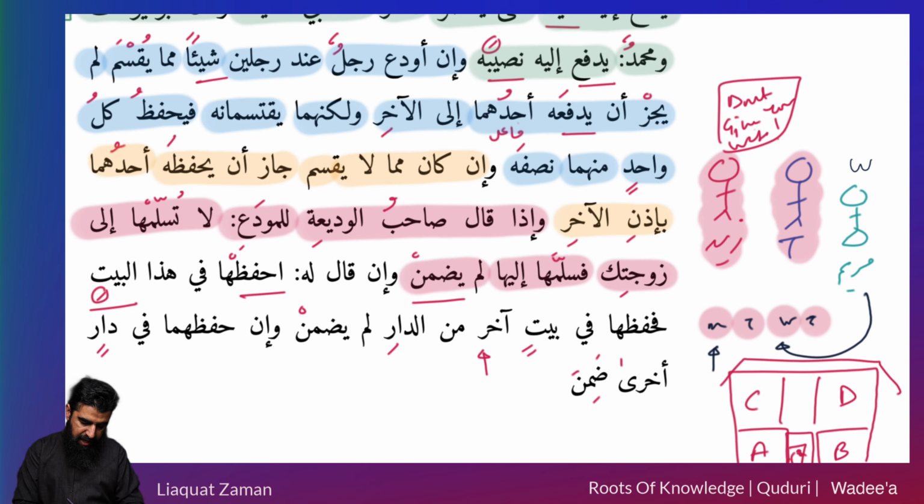So he said to him, I want you to keep it in room A in your house. Only in room A. Do not keep it in any other room, not B, not C, not D, none of these.